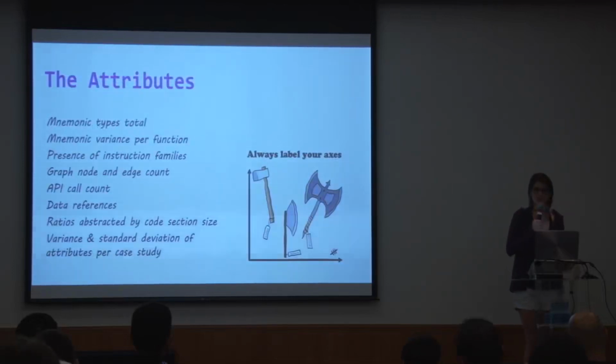As mentioned, the graph node and the edge node, because naturally graphs would change with different settings, the total API count, and maybe even the total count of string constants, that's not listed here, the total amount of data references within the binary, and calculated metrics like ratios that abstract the total count of a given item by the size of the code section of the binary, and also variance and standard deviation of the mentioned attributes to see how much the binaries would change in total.